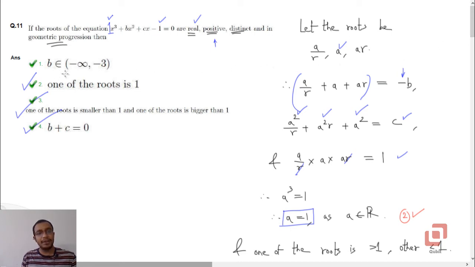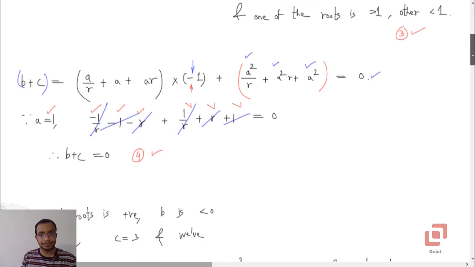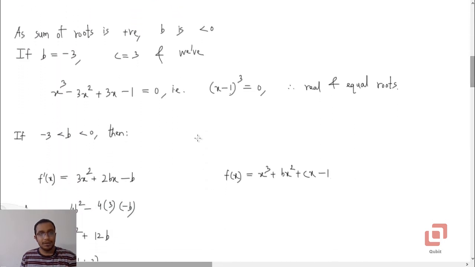So see, they're saying that b has to be in the interval negative infinity to negative 3, or in other words, b does not belong to this interval closed at -3, and consists of all numbers greater than or equal to -3. Now what we do is we first note that the sum of the roots is positive because all the roots are positive, so b cannot be greater than or equal to 0. B has to be negative because the sum of the roots is minus b upon 1, isn't it?